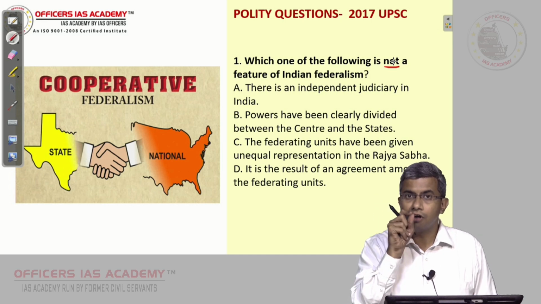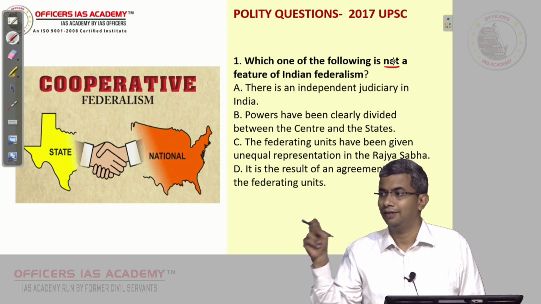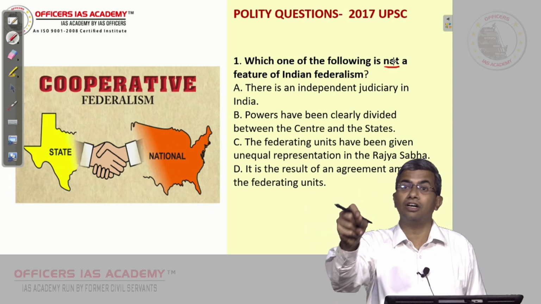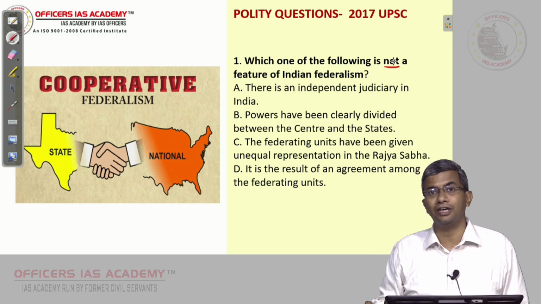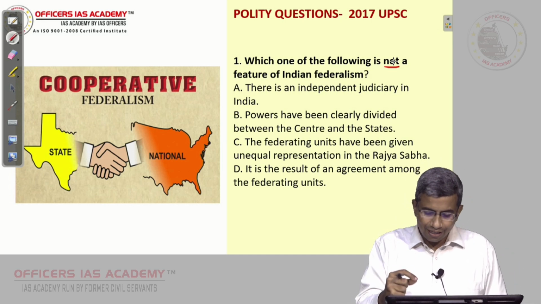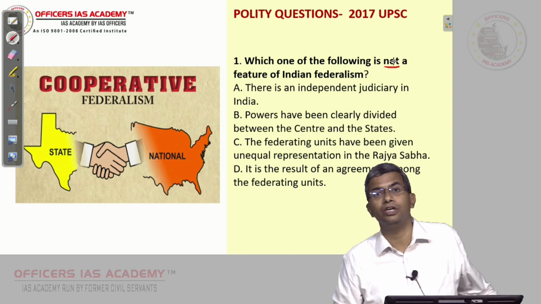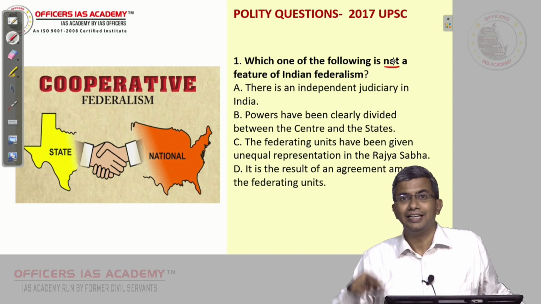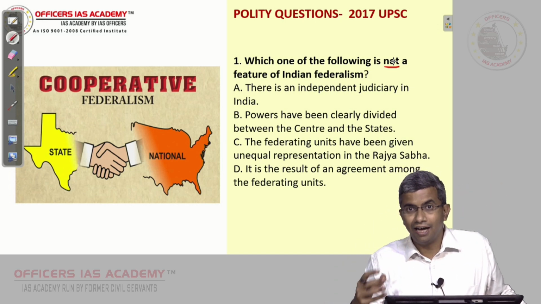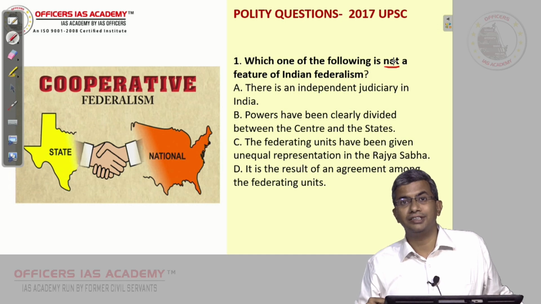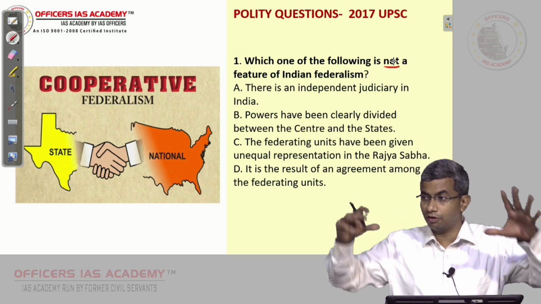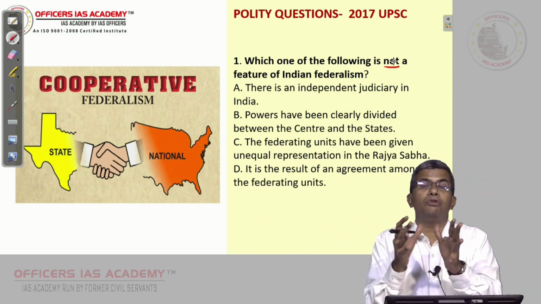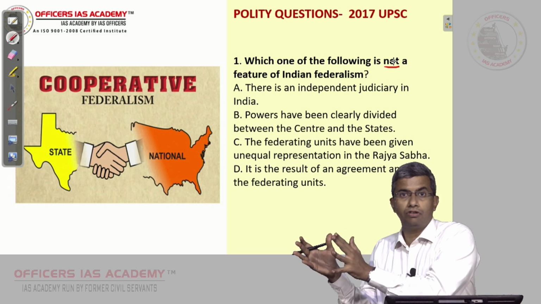But the question is not about which of the following is a unitary feature or not a federal feature. The question is which is not a feature at all of Indian federalism or the Indian Constitution. Look at the final thing. It is a result of an agreement between the federating units or amongst the federating units. This is not a feature of Indian federalism. This is what happened in USA, where on July 4th, 1776, 13 different states which were all colonies separately under the British rule came together. They said we are no longer colonies of the British.